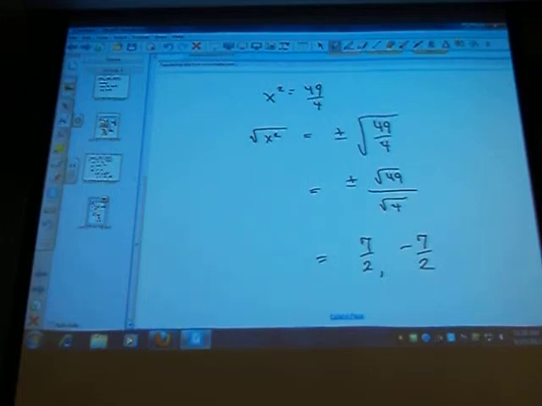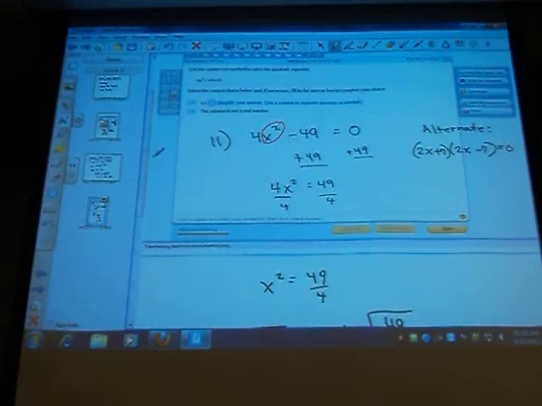Now if I go back and look at what I factored, if I set those factors equal to 0, what would my answers be? The same thing. Now, which way is easier here? Probably the factoring. But if it's something that is not the difference of squares, then you're going to have to use the root method on a problem like this.